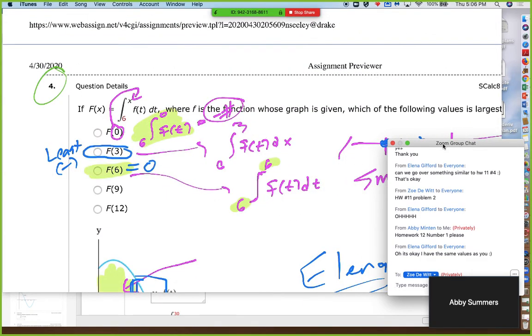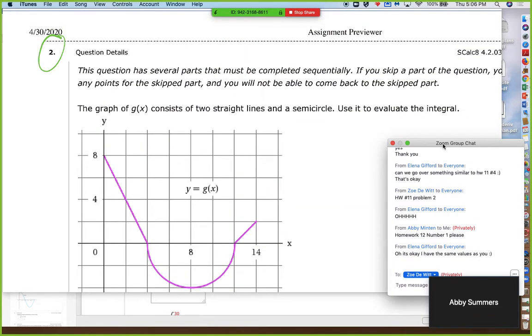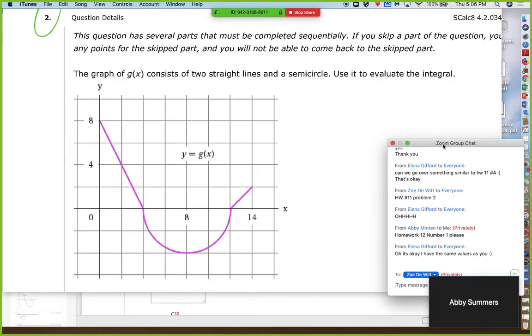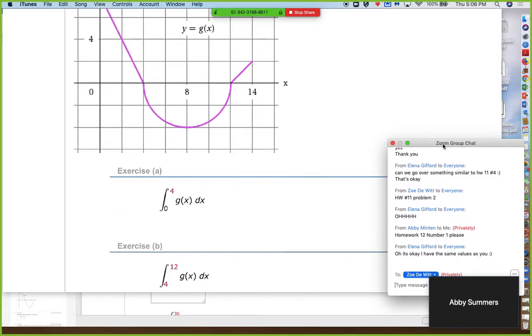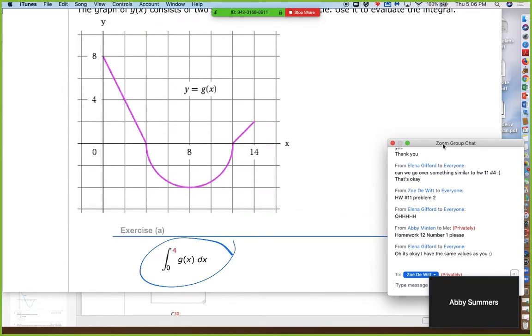I'm going to go up to 2 real fast, because 2 has a more direct approach to the same kind of thing, which I think is a really nice balance. So I'm glad you guys asked about these. Here, this is more like how I'd ask anyway: hey, evaluate the integral from 0 to 4 of g of x. And here's g of x.